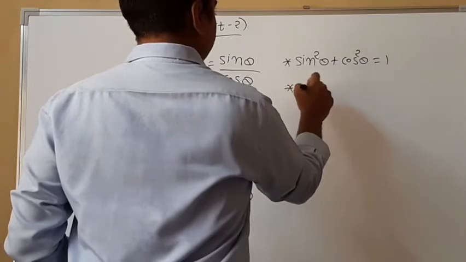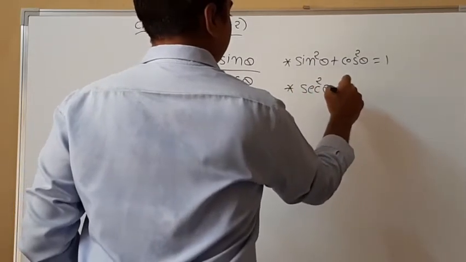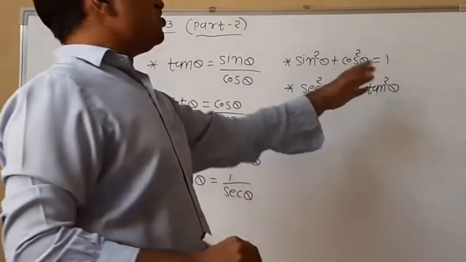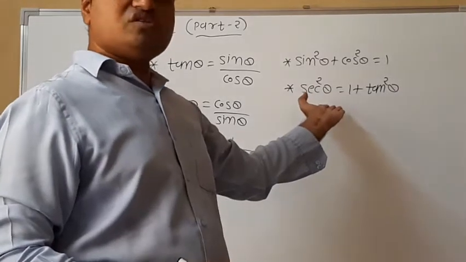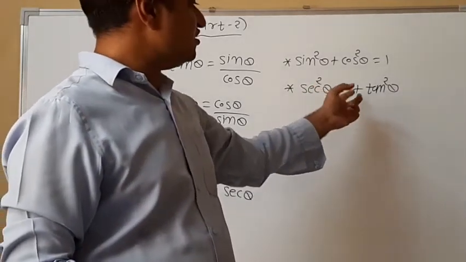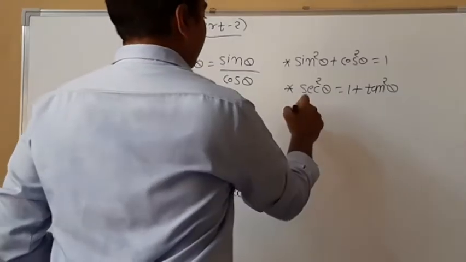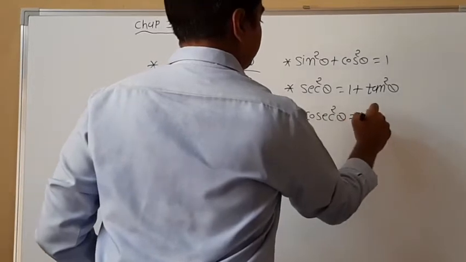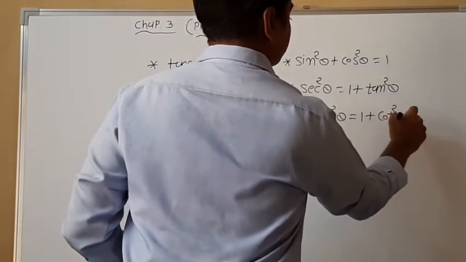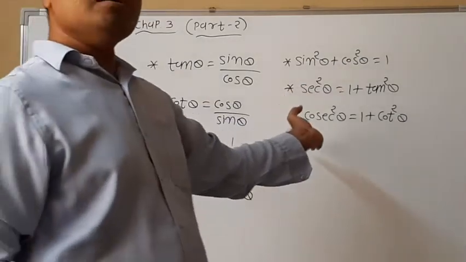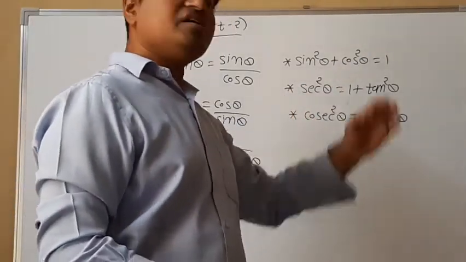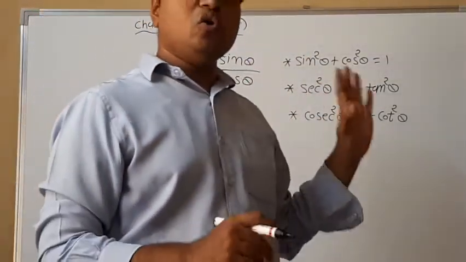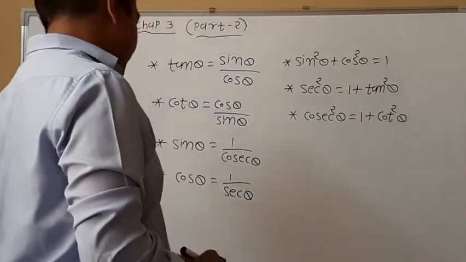Also, sec square theta is equal to 1 plus tan square theta. Writing tan square theta on this side, sec square theta minus tan square theta is equal to 1. And cosec square theta is equal to 1 plus cot square theta, so again cot square theta on this side, cosec square theta minus cot square theta is equal to 1. Now, relating all these identities and quadrants, let us discuss some examples.